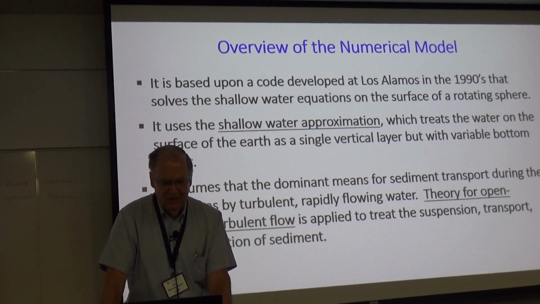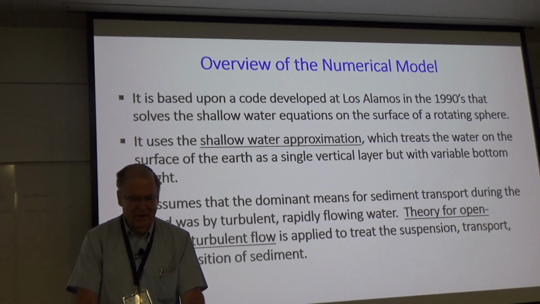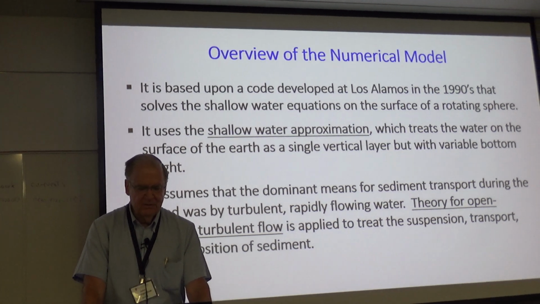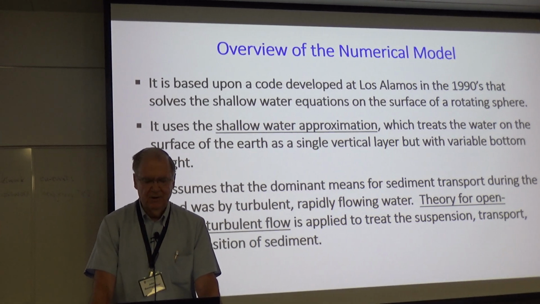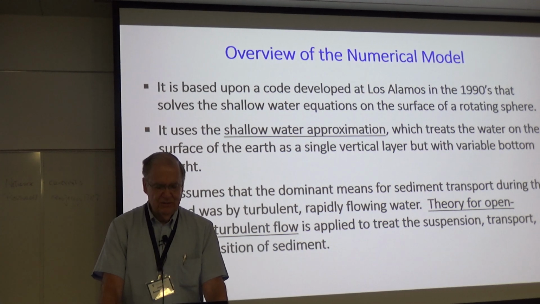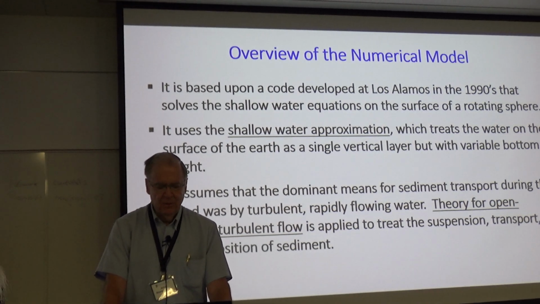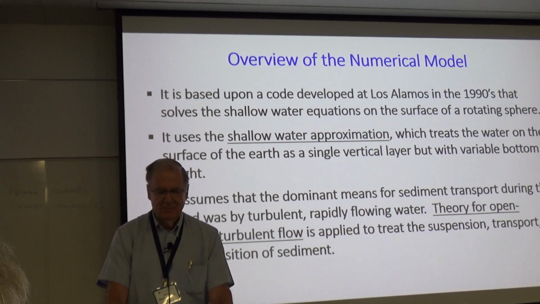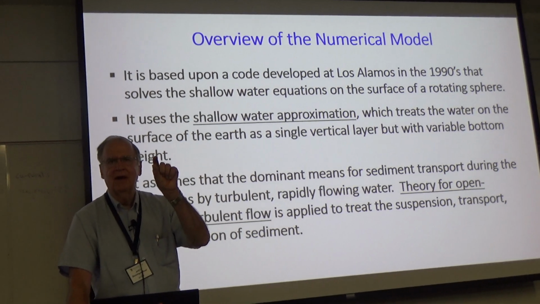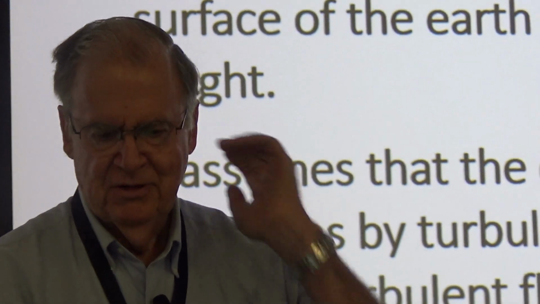All right, so an overview of the numerical model. The basic code itself was one I developed back in the early 1990s as part of my regular work at Los Alamos, and it solves what are called the shallow water equations on the surface of a rotating sphere. It uses the shallow water approximation, which treats water on the Earth's surface as a single vertical layer, but with variable bottom height. That basically transforms what normally would be a 3D problem into a 2D problem. So we've got only one layer of water with a variable bottom height, and we can represent the ocean that way.